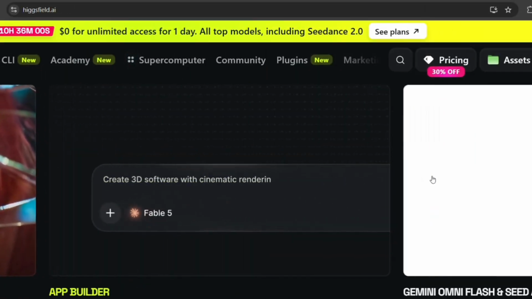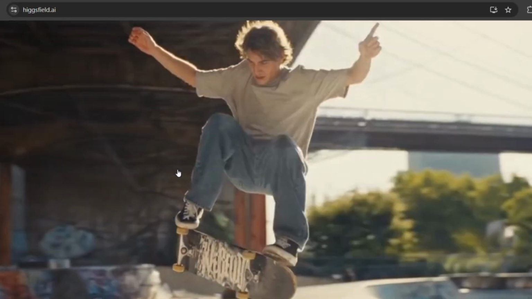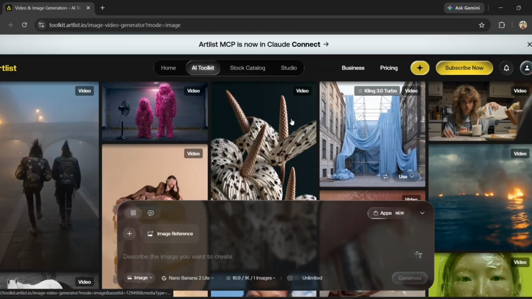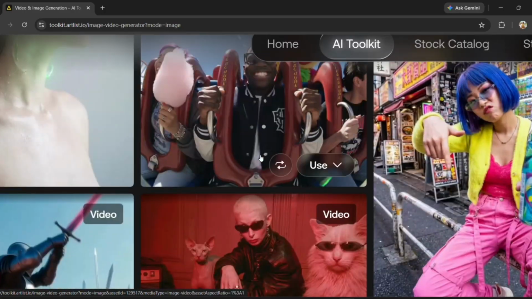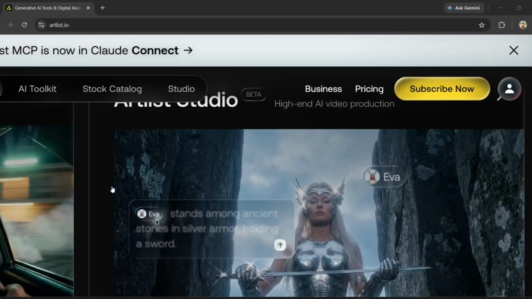So you're stuck between Higgsfield and Artlist, right? Let me guess what's going through your head. I only want to pay for one. Which one's actually worth it? Honestly, that's a fair question, but here's the thing. These tools aren't really competing with each other. They're built to solve completely different problems, and that's what makes this comparison confusing.